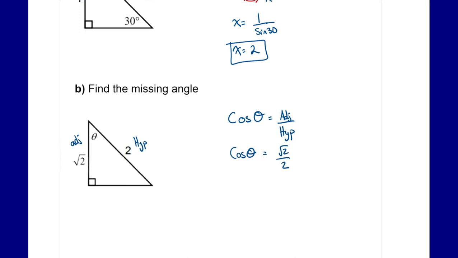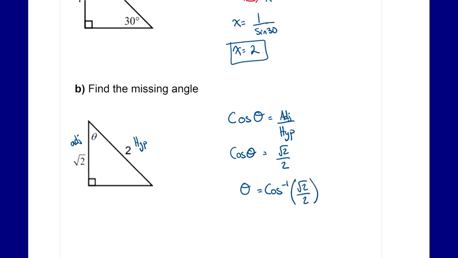And in order to get theta by itself, I need to move the cosine over or cancel the cosine out. And we do that by using what we call the inverse. So the inverse of cosine, or cosine -1. Keep in mind that this is just a function. It's not cosine to the power of -1. It's the inverse of cosine. So the inverse of cosine of root 2 over 2.